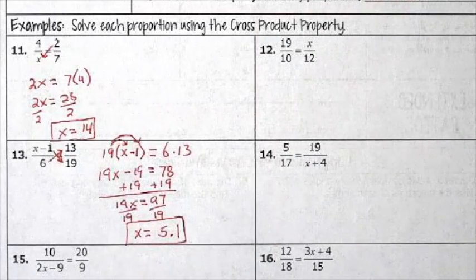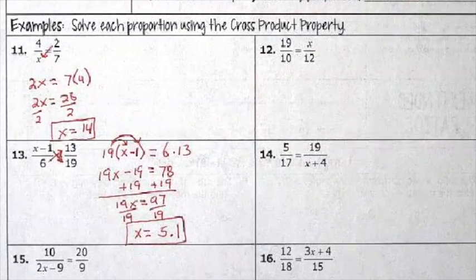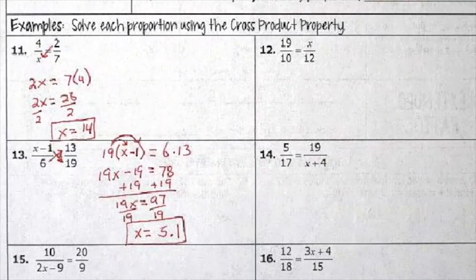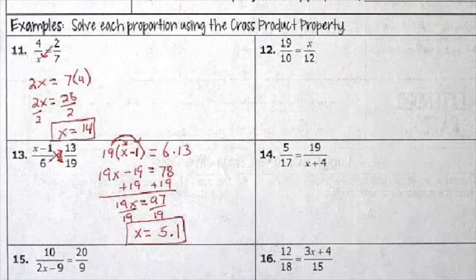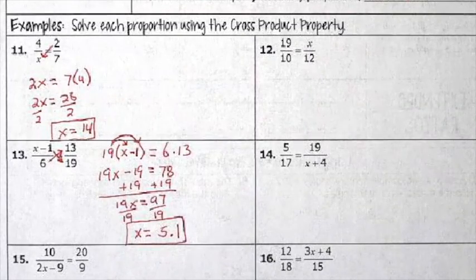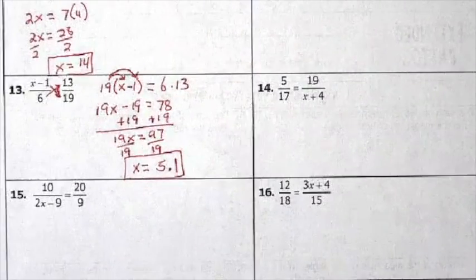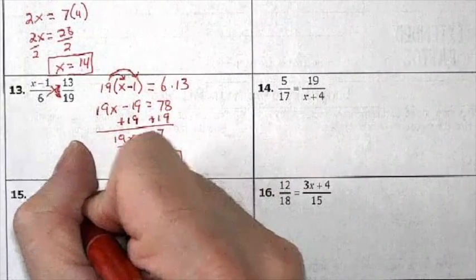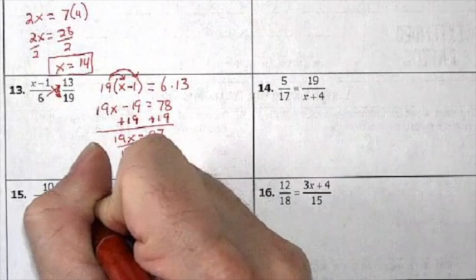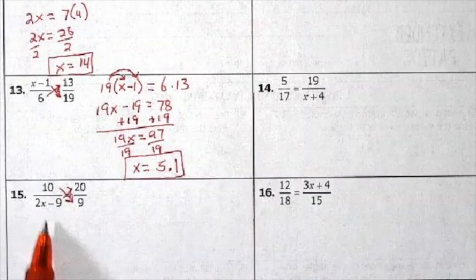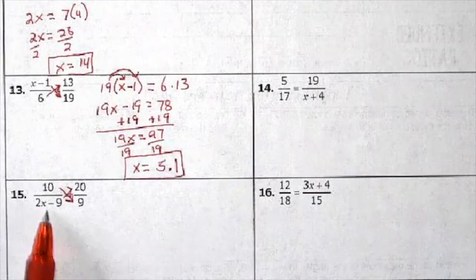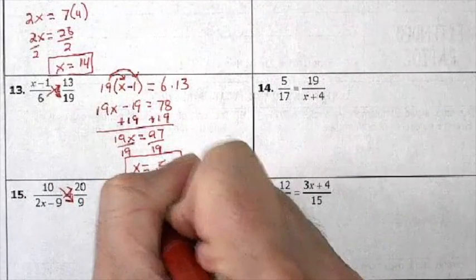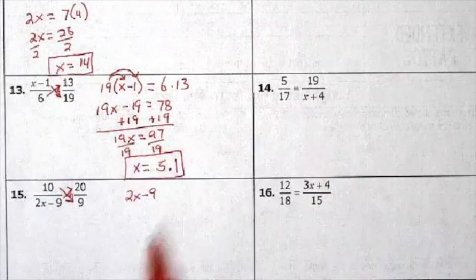All right, so let's do number 15 and 17, and then I may do one more. I may do 18 also, because that one looks a little bit different. But let's look at 15. I've got 10 over 2x minus 9 is equal to 20 over 9. I'm still going to cross multiply. I always like to start with the term that has the x value. So I'm going to start with 2x minus 9.